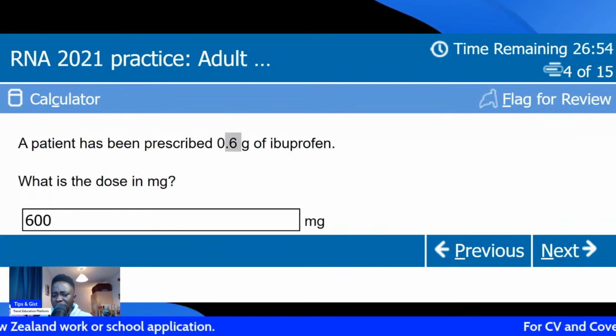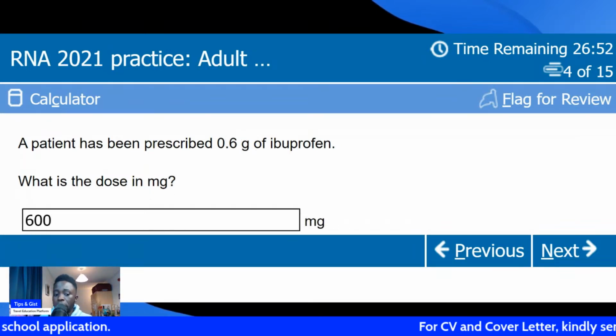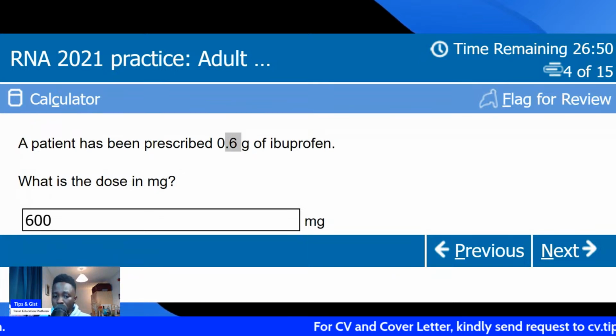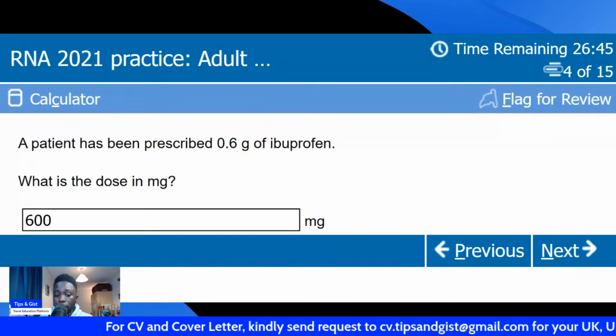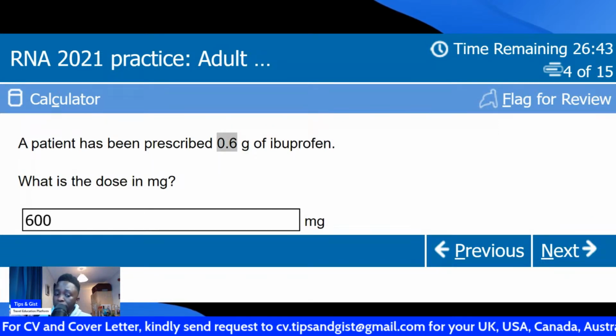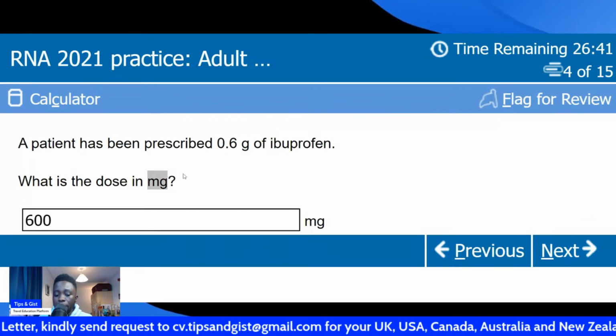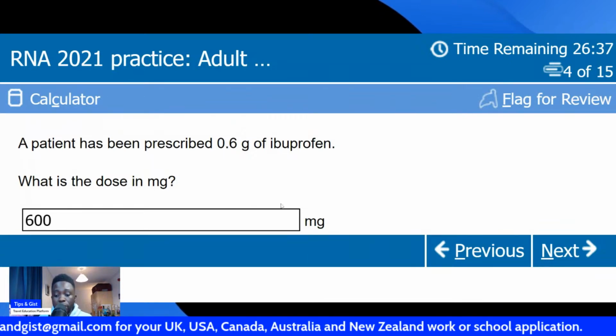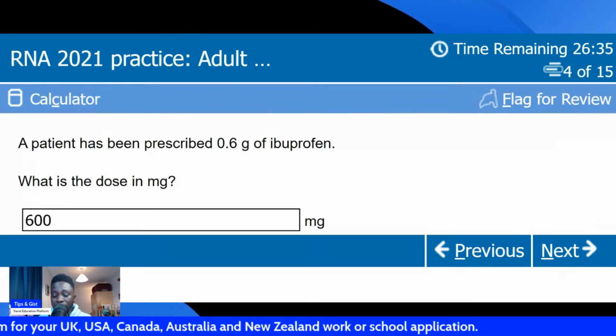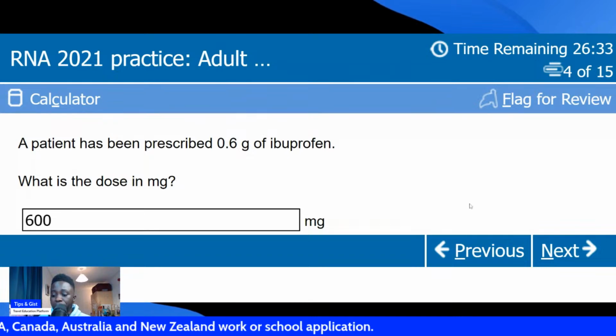Because if it was to be 1 gram, you multiply by 1,000, it should be 1,000 milligram. So if it is 0.6, then you should multiply by 1,000 to get your 600. If here was 2 gram, you should multiply by 1,000 to get 2,000 milligram. So it's the same thing. If here was to be 5 gram, you multiply by 1,000 to get 5,000 milligram. So now that is 0.6, you have to still multiply by 1,000 to get your 600 what? Milligram. And that is the correct answer.